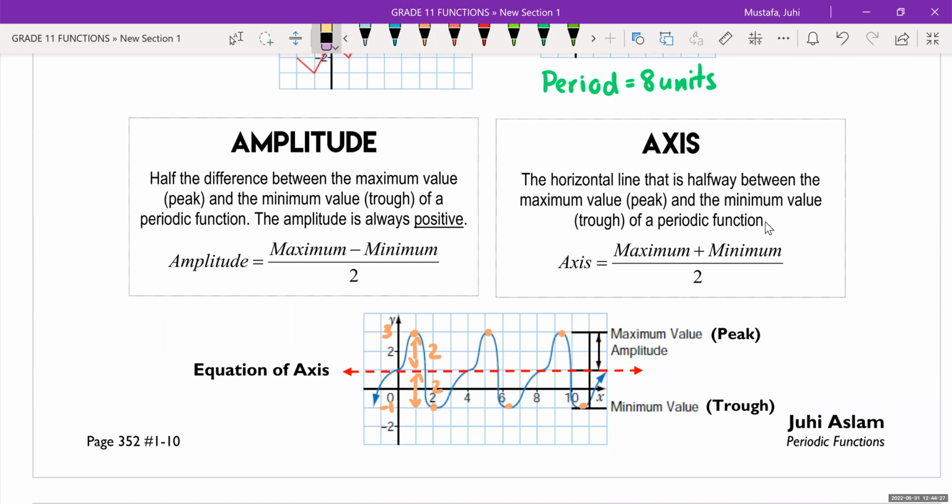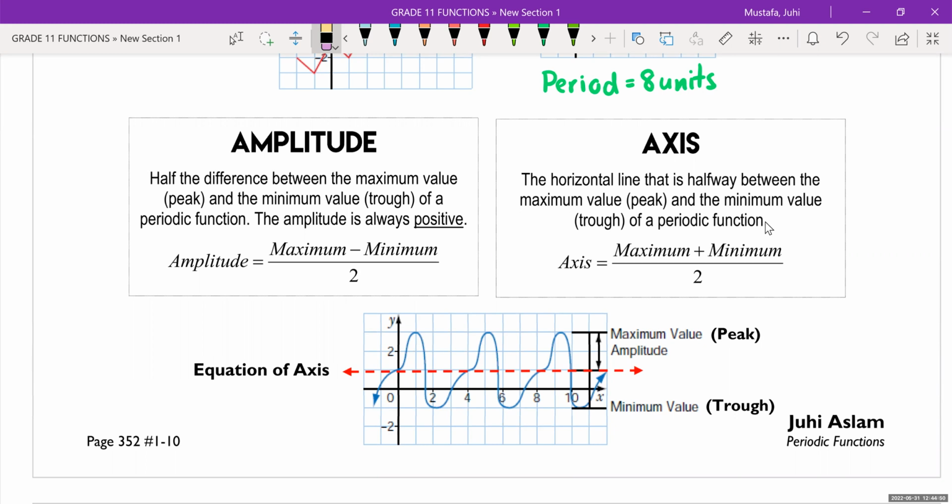Okay, and actually it's drawn a little bit better over here. I'm just gonna erase all of this. What is the name of that dashed line? It actually has a specific name. It's called the equation of axis. And the definition is it's a horizontal line that is halfway between the maximum and the minimum. And the equation for that is maximum plus minimum divided by 2.